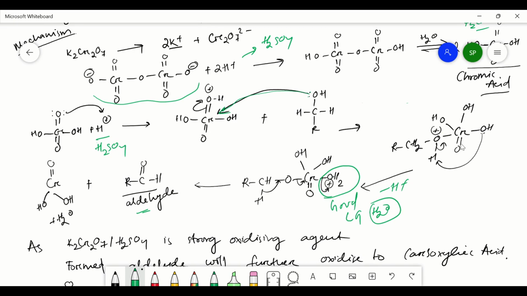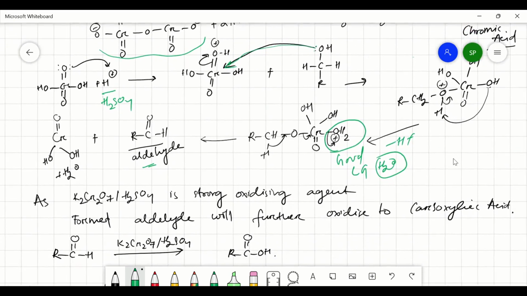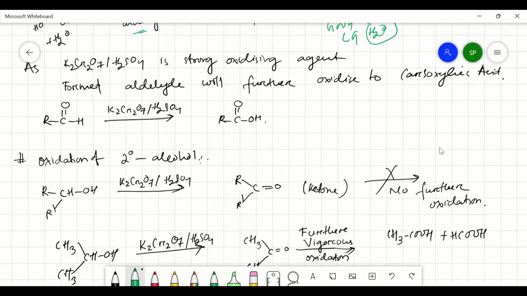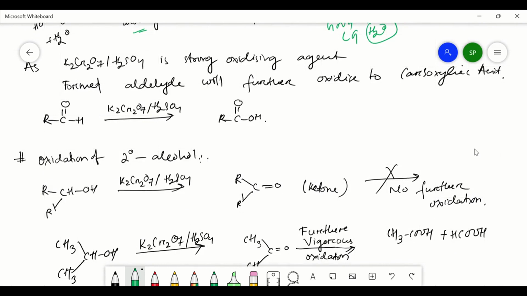Now this aldehyde will go on to further oxidation and will form carboxylic acid. This forms carboxylic acid in case of primary alcohols only, because a primary alcohol forms aldehyde and then the aldehyde undergoes further oxidation to carboxylic acid. Okay. Then, as we have discussed, this is secondary alcohol. So this secondary alcohol produces ketone, and this ketone is not further oxidized to carboxylic acid, but in case of primary alcohols it is oxidized to aldehyde, and this aldehyde is then further oxidized to carboxylic acid.